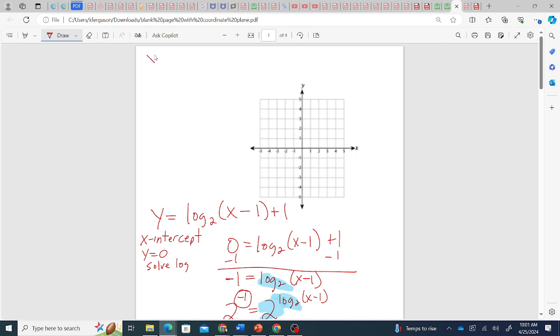Definitely don't say sorry. y equals log of 4x minus 5 minus 2. Okay, so I need to find the x-intercept. X-intercept says y equals 0. So I've got log of 4x minus 5 minus 2. What's my base? 10. If there's no number here, my base is 10.